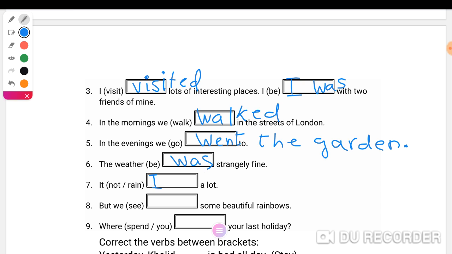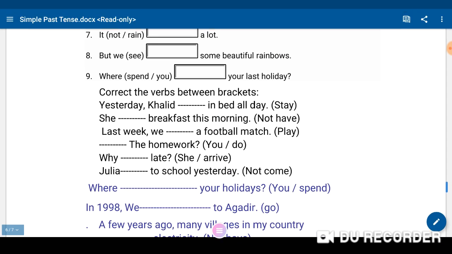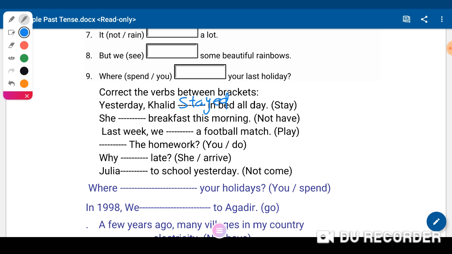In the negative, it didn't rain. I'll talk about the negative later, but I want to finish this exercise first. But we saw some beautiful rainbows. Where did you spend your last holiday? Yesterday, Khaled stayed in bed all day. She didn't have breakfast.